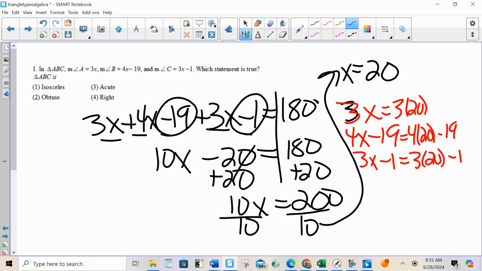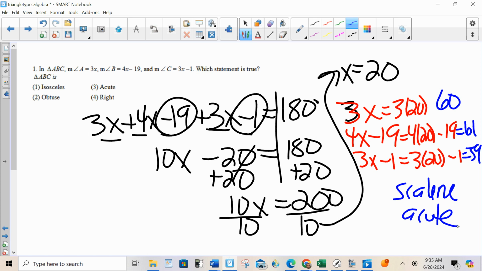That gives me 60, 61, 59. Use the calculator if you need to. They're all different, so it's scalene. They're all less than 90, so it's acute. This triangle is acute and scalene. The only one that's there is choice 3, acute.